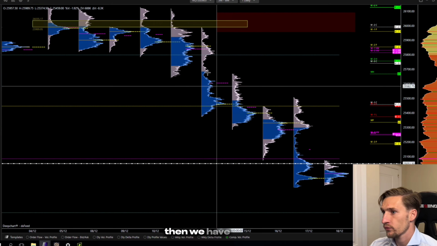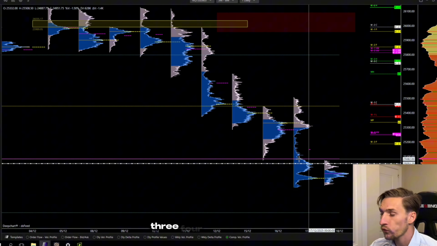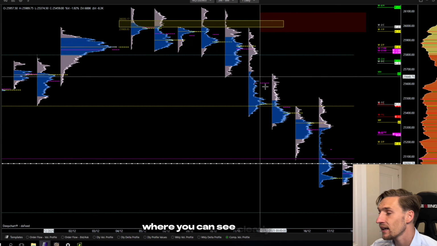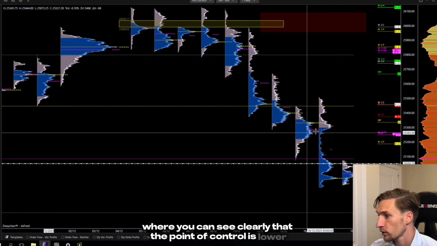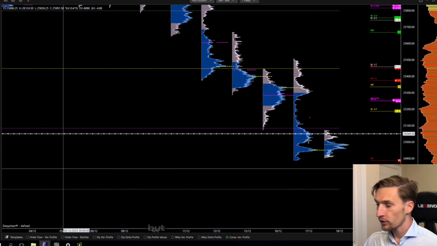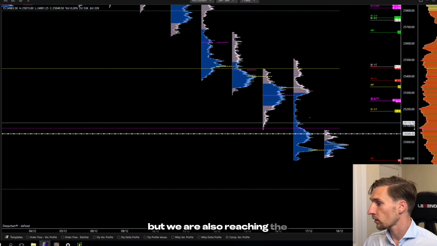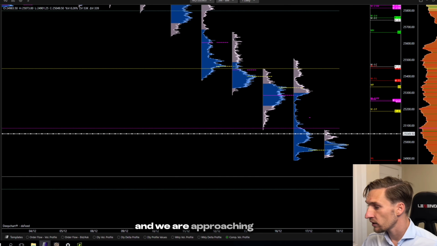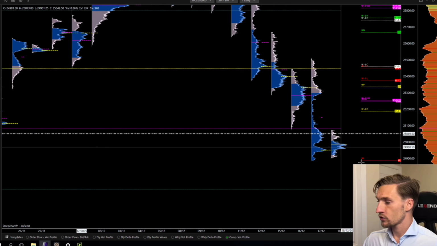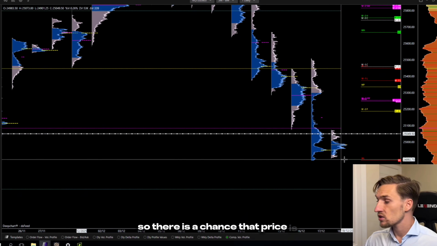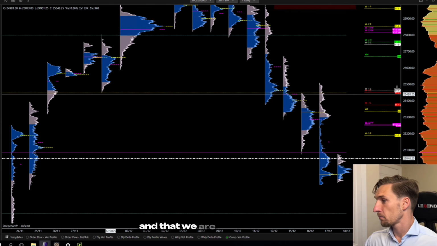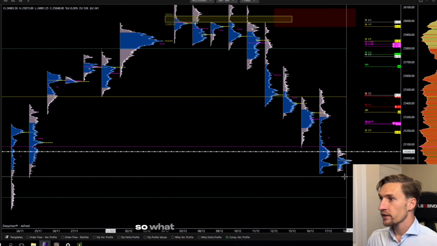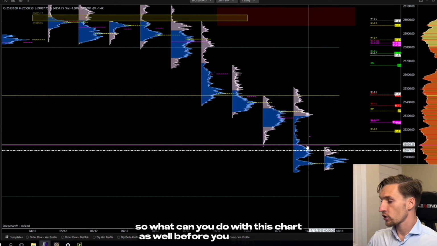Then we have 1, 2, 3, 4 days of shorting sessions where you can see clearly that the point of control is lower, lower, and lower. But we are also reaching the composite point of control, and we are approaching the value area low. So there is a chance that price is going to slow down and that we are maybe getting a reversal or some consolidation.